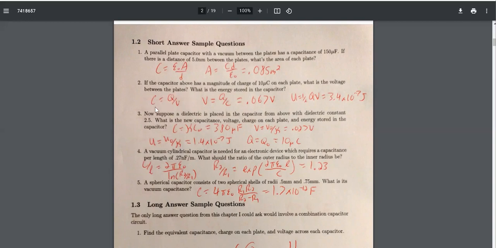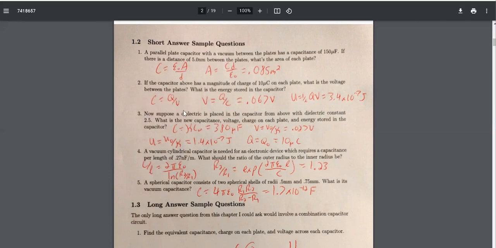And then this equation, the capacitance is charge divided by the voltage. This is always true. In fact, this is the very definition of capacitance. This is how we defined it. And so this equation will be true for every single capacitor.